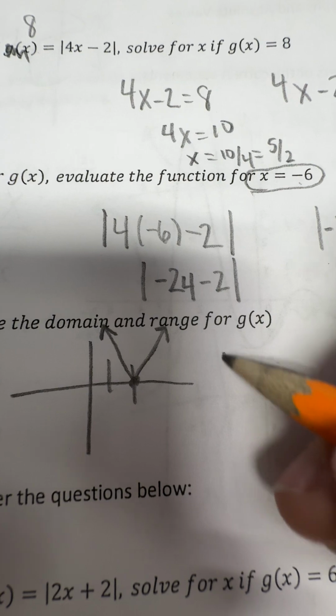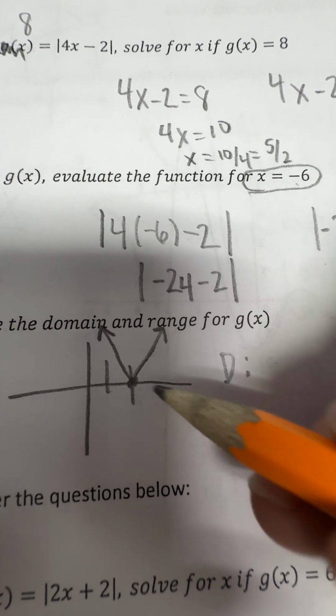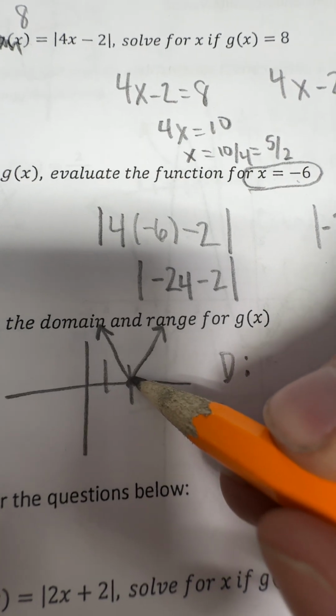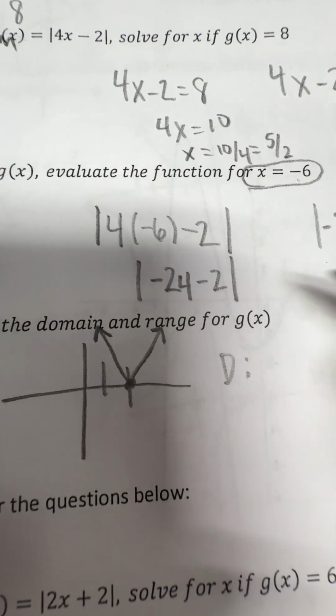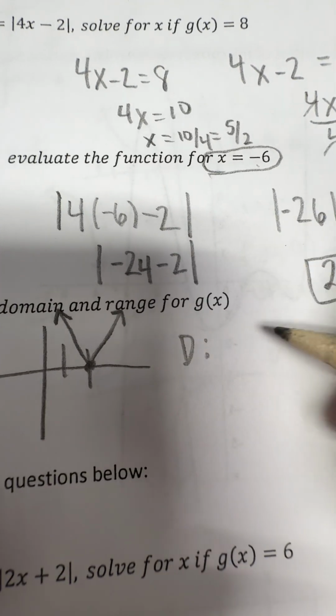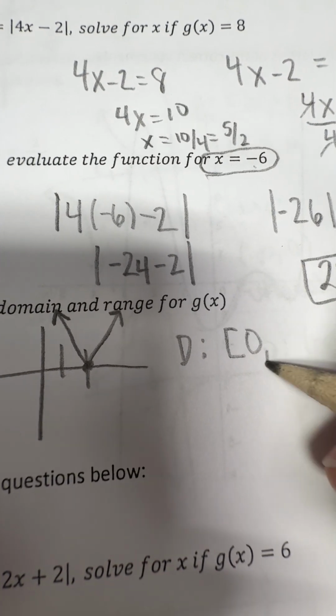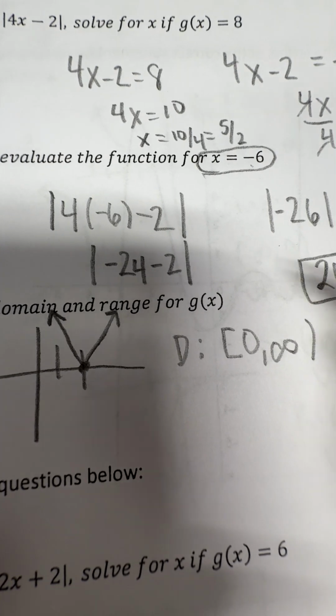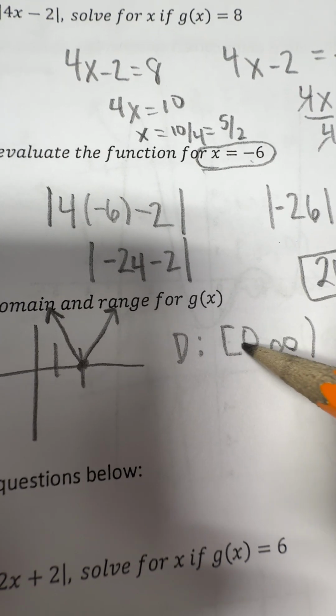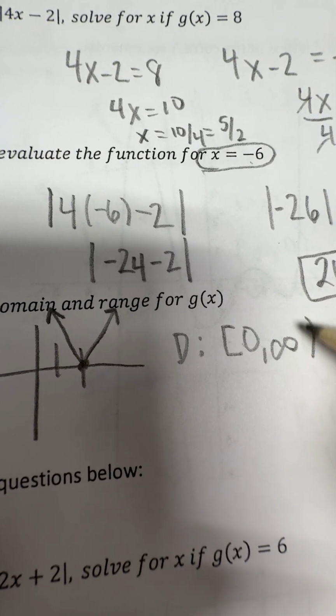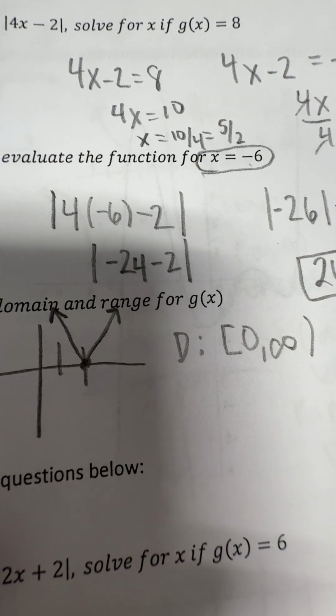So my domain says, what are all the x values? Well, I hit this x value of 0, and then all my x's are there, right? It goes up forever. So my domain is going to be 0 to infinity. Because I do hit 0, I put a bracket, and I can never hit infinity. It's a concept, it's not a number.